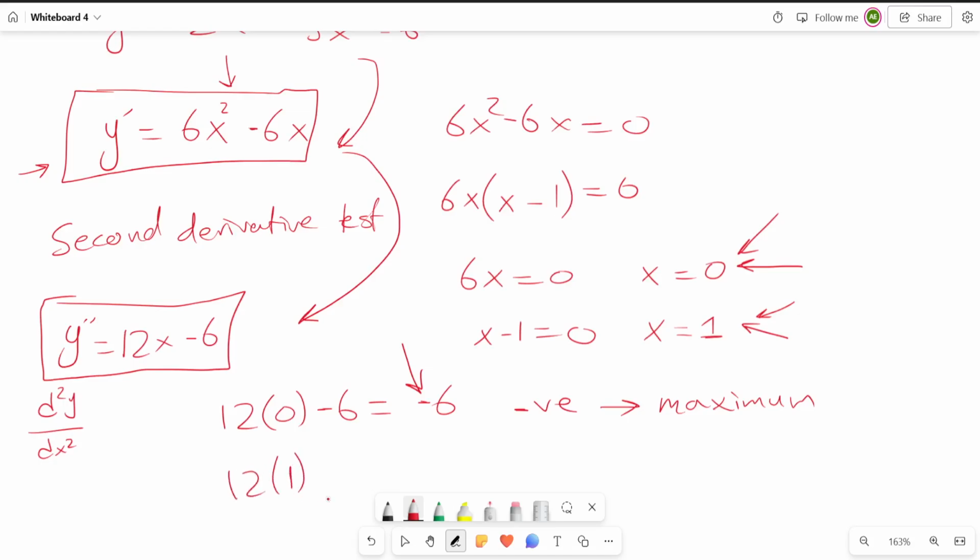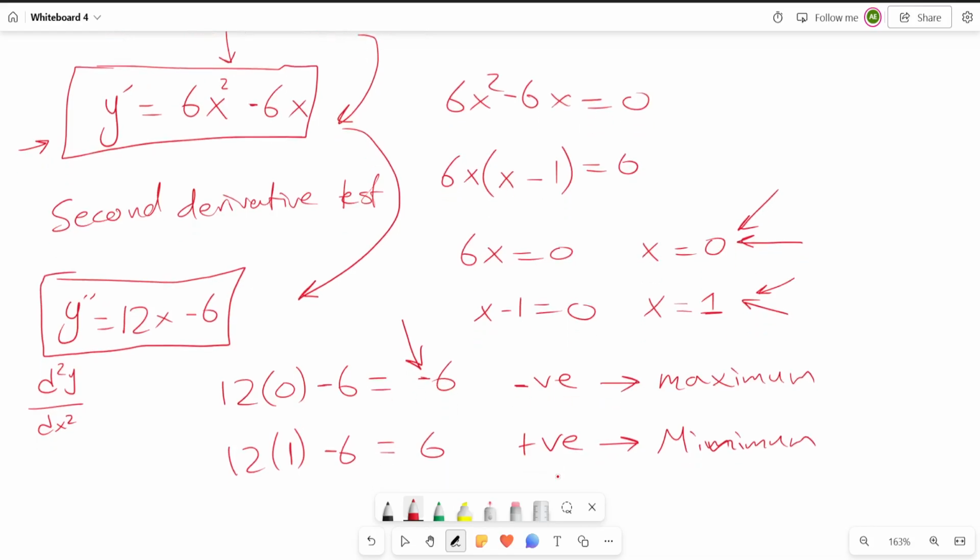So 12 times 1 minus 6, this is going to be 12 minus 6, which is 6. If my answer is positive, regardless of what the number is, if it's positive 6, if it's positive 600, it doesn't matter. If it's positive, then it's a local minimum stationary point. So let's see that.